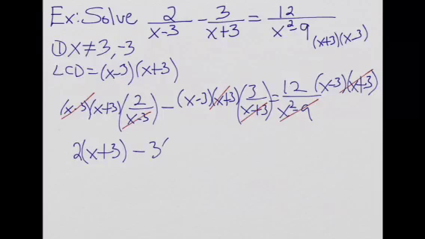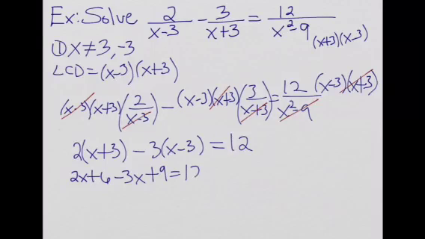minus 3 times x minus 3, and that's equal to 12. Okay, so now here is my new linear equation that I want to solve. So we're just going to distribute. So we get 2x plus 6 minus 3x plus 9 equals 12. Combine my like terms. We wind up getting negative x plus 15 equals positive 12.